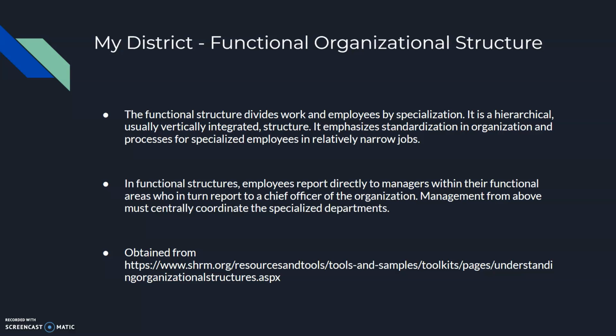These two little blurbs I've got here were taken from the SHRM website. Basically, it says the functional structure divides work and employees by specialization. It is a hierarchical, usually vertically integrated structure. It emphasizes standardization and organization of processes for specialized employees in relatively narrow jobs. It also says in functional structures, employees report directly to managers within their functional areas, who in turn report to a chief officer of the organization. Management from above must centrally coordinate the specialized departments.